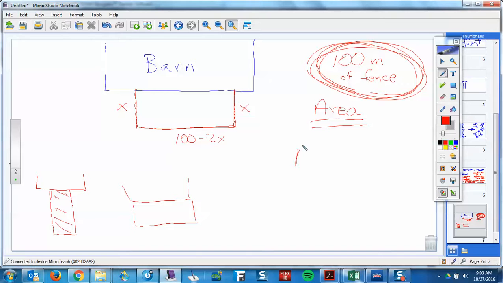So now what's the area? Let's call it A of X for area. What's the area of that rectangle?